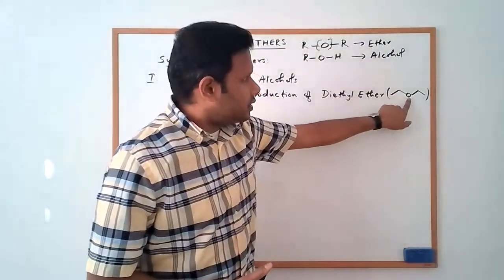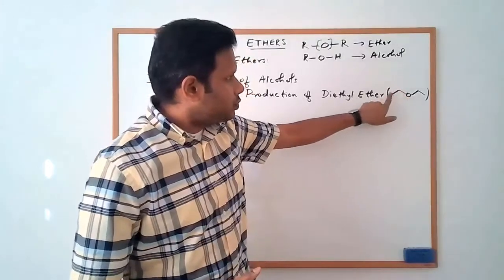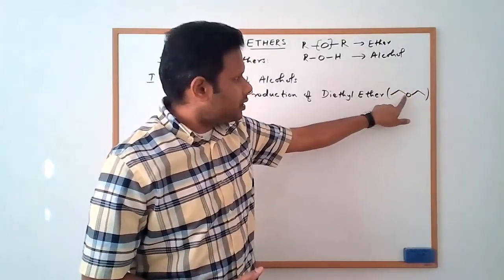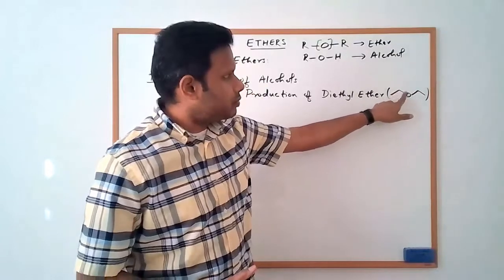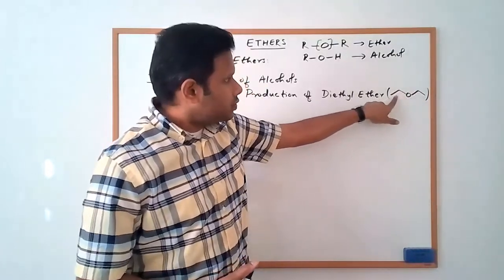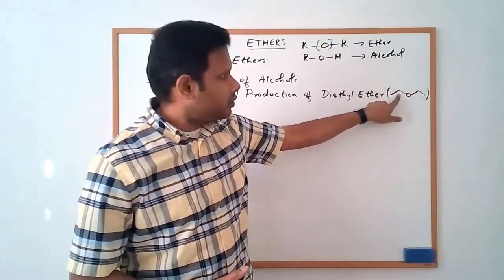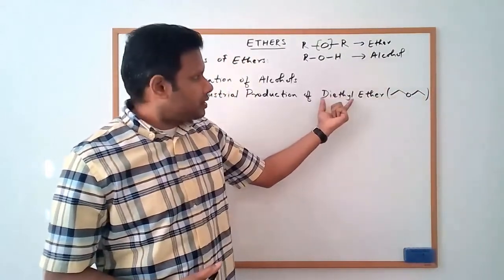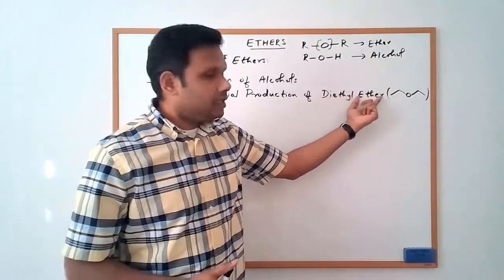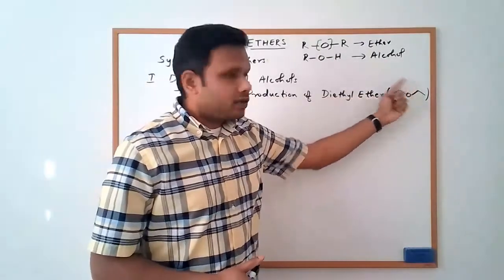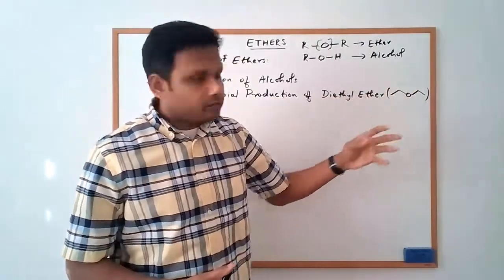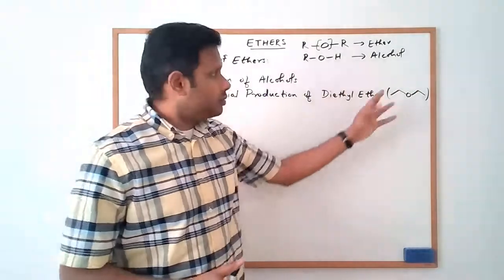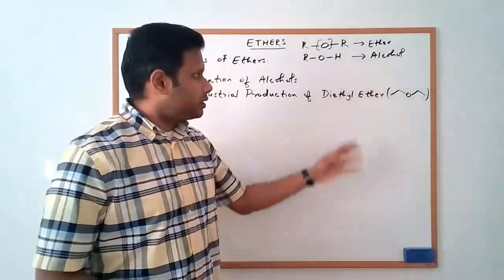Look at that. That's an ether with two alkyl groups. And if you notice, there are two carbon chains on both sides. A two carbon chain is an ethyl group. So the name of this molecule is diethyl ether. It's a common name, not an IUPAC name, but the common name of this molecule is diethyl ether.